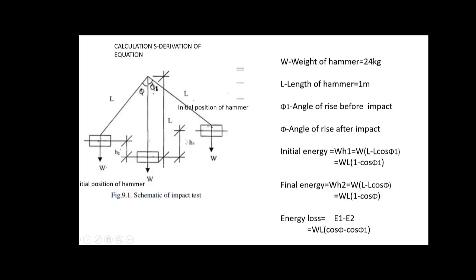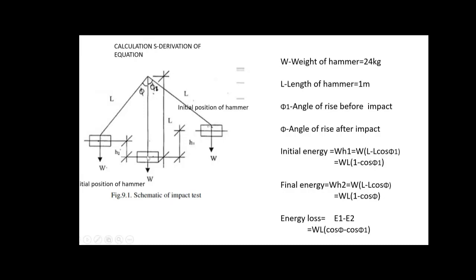So H1 can be represented in terms of L and phi1. This inclined length L is the length of the hammer, and when we take its vertical component, it will be cos phi1. So this distance will be L cos phi1 and the total distance is L. So the value H1 will be equal to L minus L cos phi1. Now the initial energy possessed by the hammer is equal to W H1. That is equal to W into (L minus L cos phi1). We can write W L into (1 minus cos phi1).